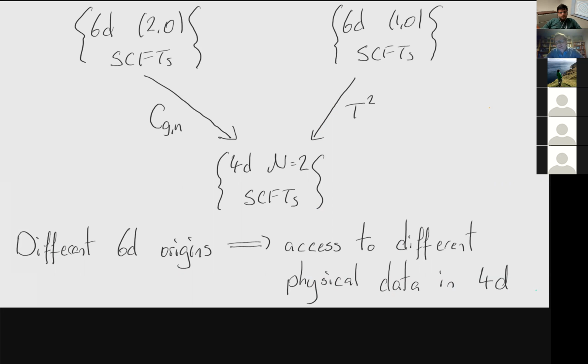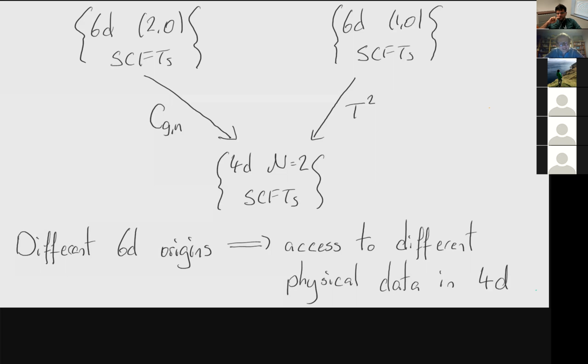So instead of doing N=4 super Yang-Mills, you could start with the 6D (2,0) superconformal field theory again and compactify it on a Riemann surface. And generally speaking, you end up with a 4-dimensional N=2 theory. So this gives a set of theories associated to Riemann surfaces.